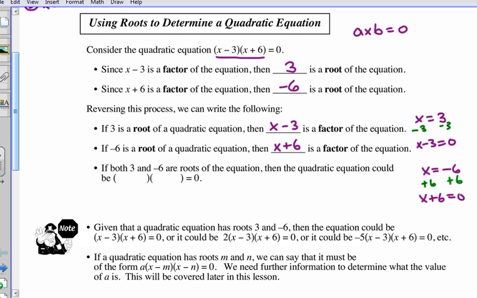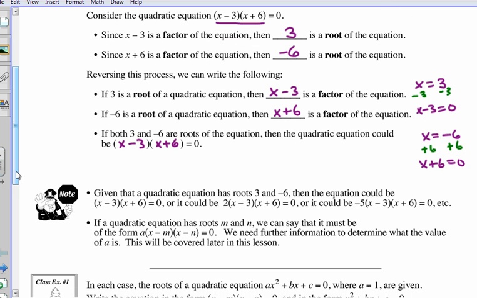So we're going to work backwards today. If 3 and negative 6 are the roots, then we know the equation would be x minus 3 times x plus 6 equals 0. We did that a little bit last unit. But remember, this doesn't tell us our a value. So later on in our lesson, we're going to figure out, okay, we got the roots, but how do we figure out the a value? And we're going to need a point to do that.